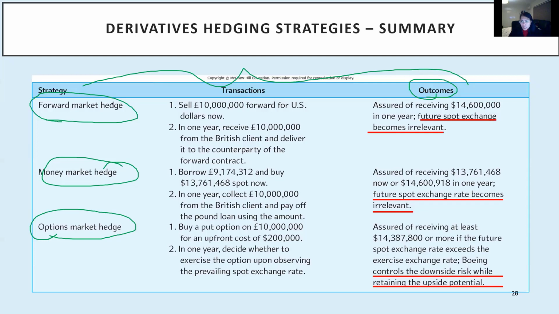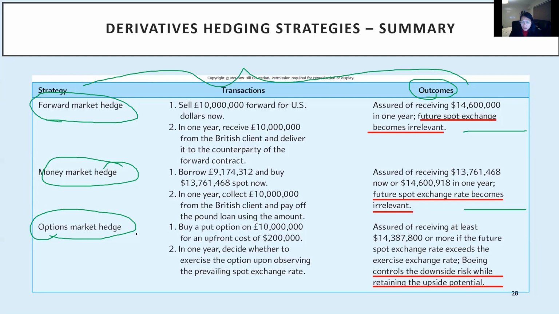So with forward market hedge and money market hedge, these are obligations, which means that you basically lock in your contract, and regardless of what happens, you are going to honor your contract, okay? With forward market hedge and money market hedge, you basically get a flat line, okay? So in these two strategies, all of the exchange rate risk exposure has been eliminated, and therefore your outcome would always be the same, regardless of how the future moves.